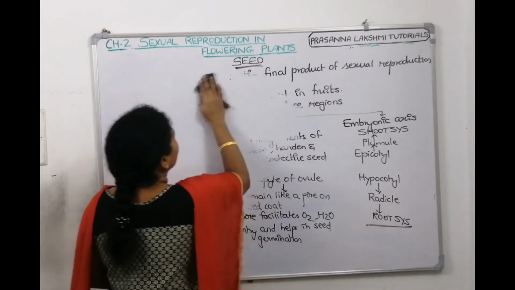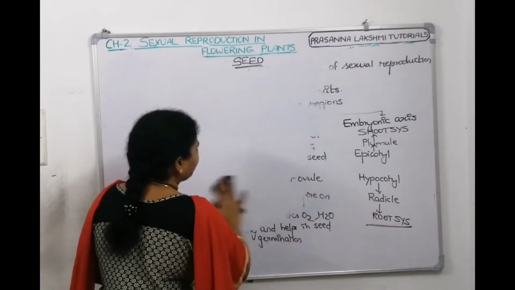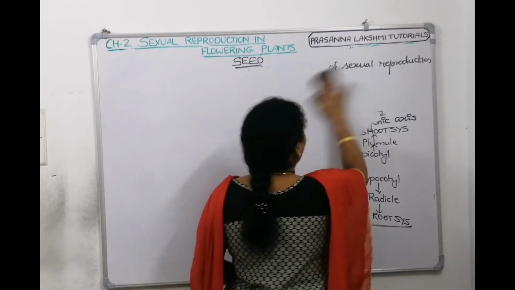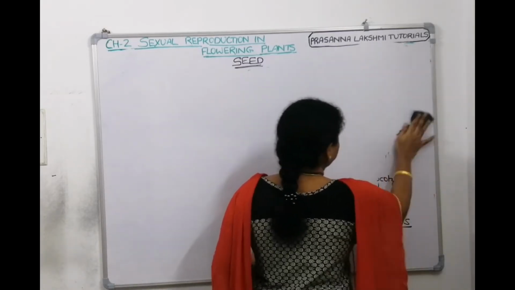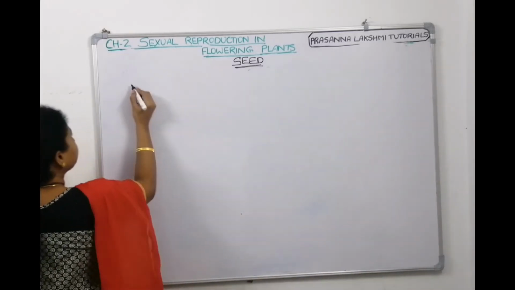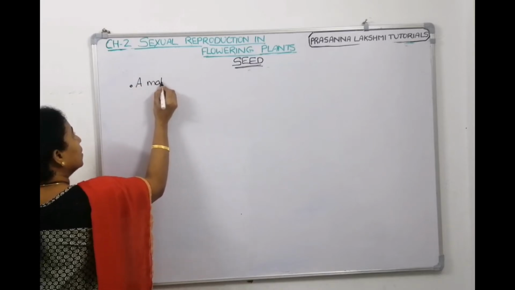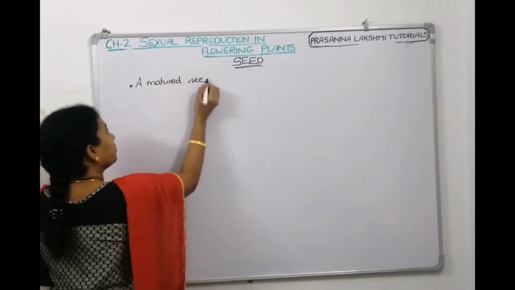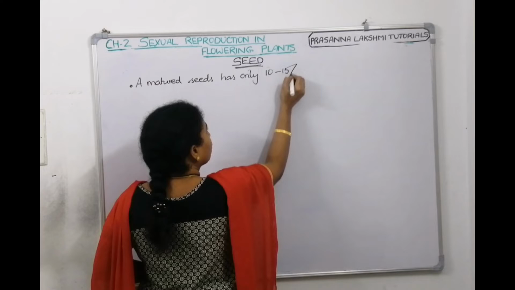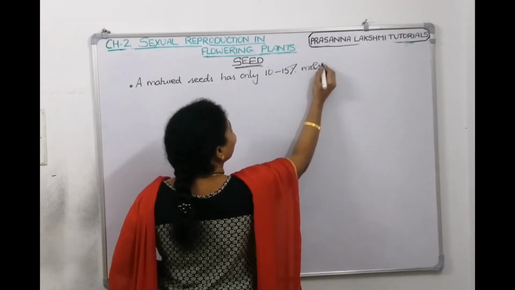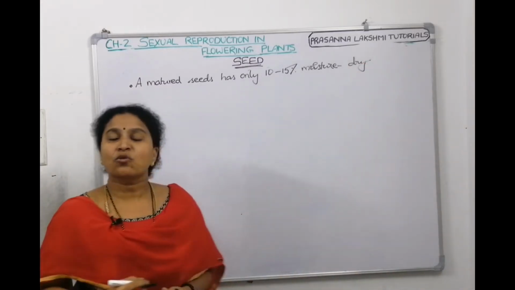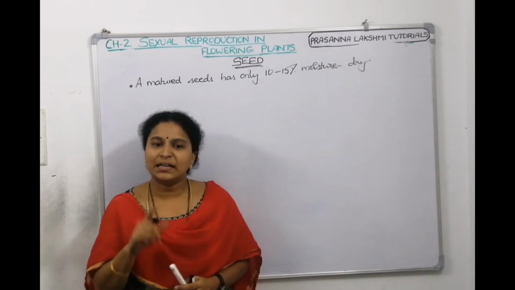Now, a matured seed will have more water or less water? It's dry, right? So that means it will have less water. Then how much water? Only 10 to 15% of its mass is water. So we're talking about a matured seed. A matured seed has only 10 to 15% moisture. Why? Because it is dry.